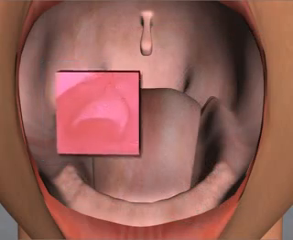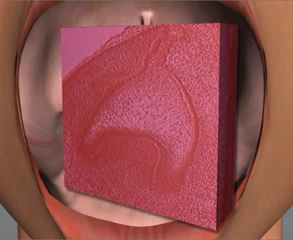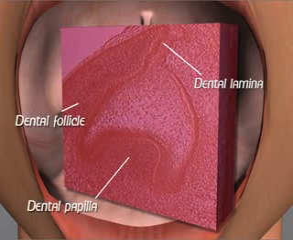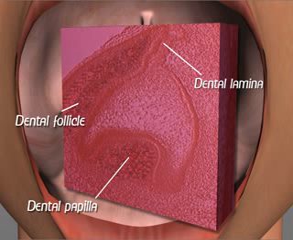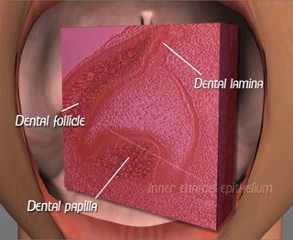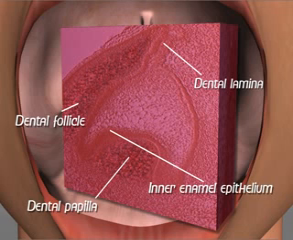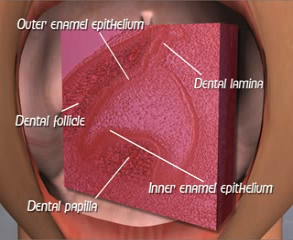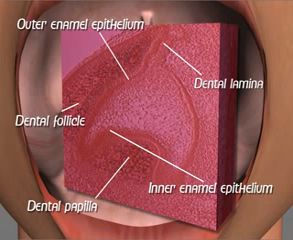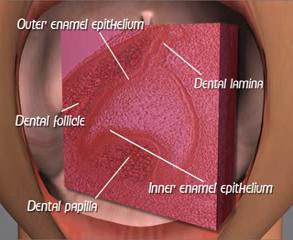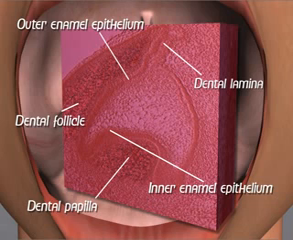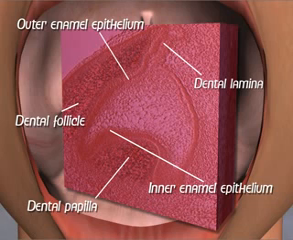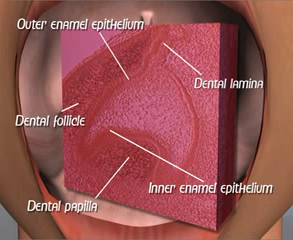Important developmental changes in terms of histodifferentiation begin late in the cap stage and continue through to the bell stage. The epithelial cells transform themselves into morphologically and functionally distinct components. The cells in the center of the enamel organ synthesize and secrete glycosaminoglycans into the extracellular compartment between the epithelial cells. These glycosaminoglycans are hydrophilic, and so they pull water into the enamel organ.